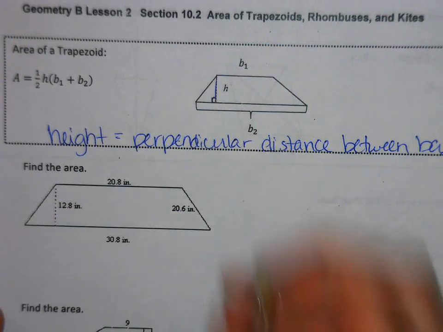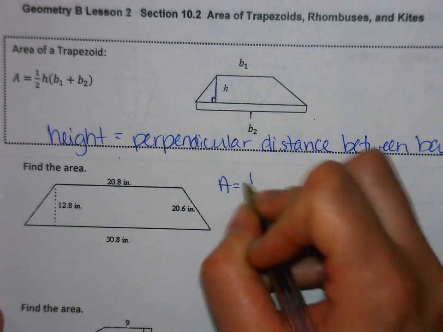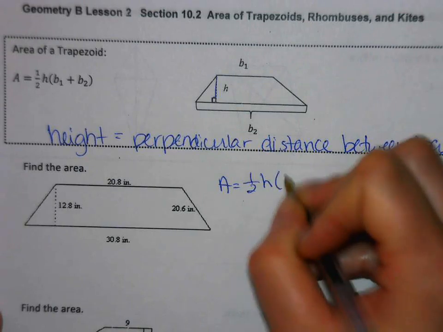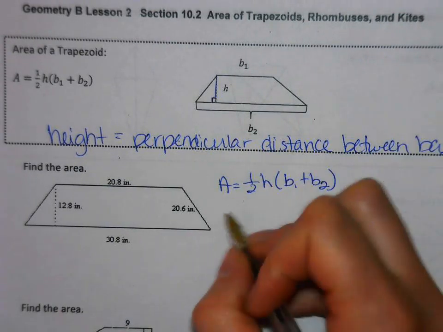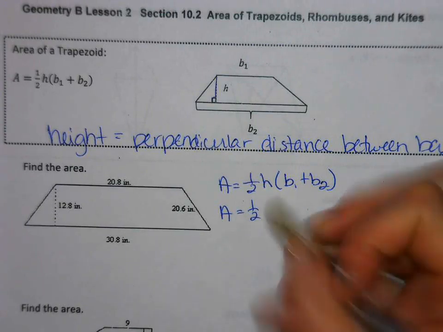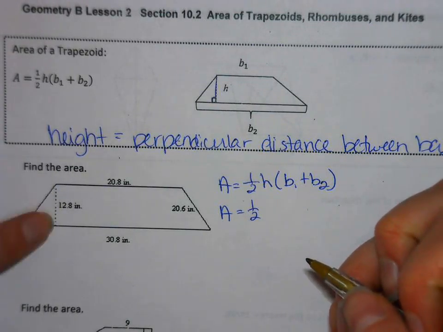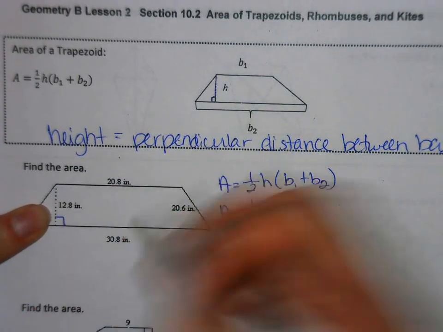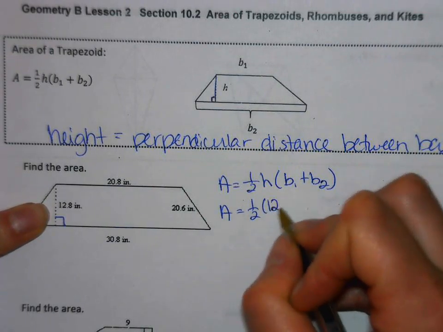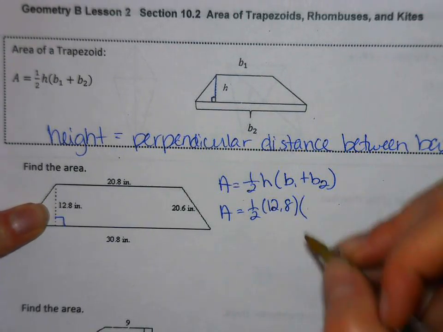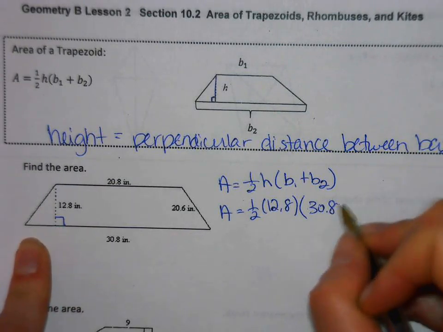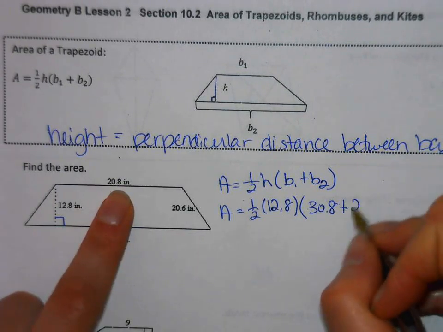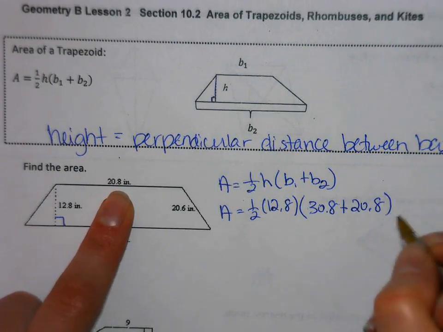It says find the area. So the area is 1/2 times the height with the sum of our bases. So we know our height is the perpendicular distance from the two bases. So our height is 12.8. And our bases, we have the bottom base is 30.8, and our top base is 20.8.